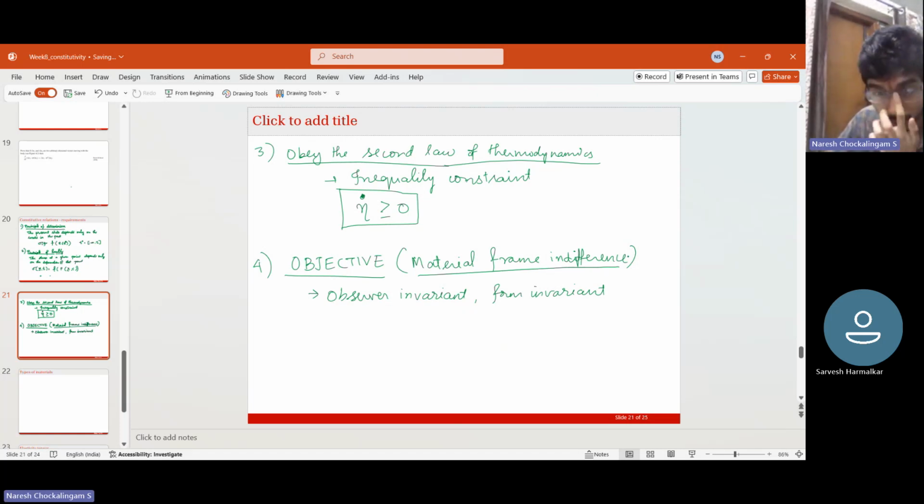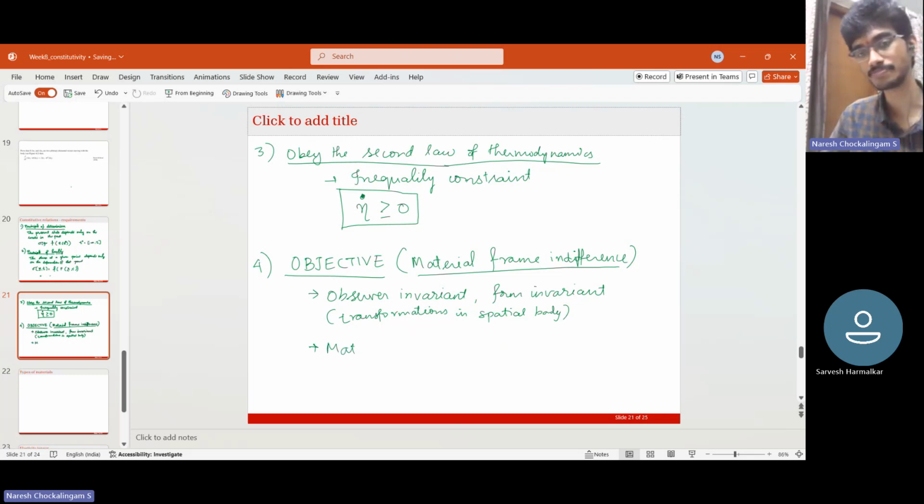Material frame indifference states that this is with respect to transformation. Observer and form invariants are with respect to transformations in the spatial coordinate, in the spatial body, right? You superimpose a rigid motion Q on the spatial body, and then you say that the constitutive relationship is indifferent to superimposed rigid body motions. But what is even more restrictive is material frame indifference.